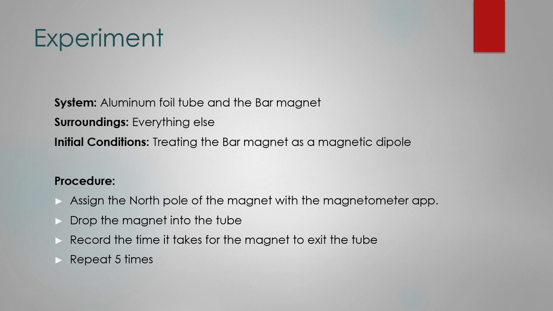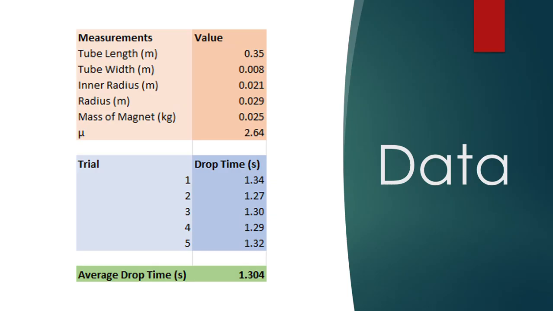For our procedure, you want to assign the north pole of the magnet with the magnetometer app that you can get on your phone. You want to drop the magnet into the tube and record the time it takes for the magnet to exit the tube. To normalize your data, you want to repeat this 5 times.